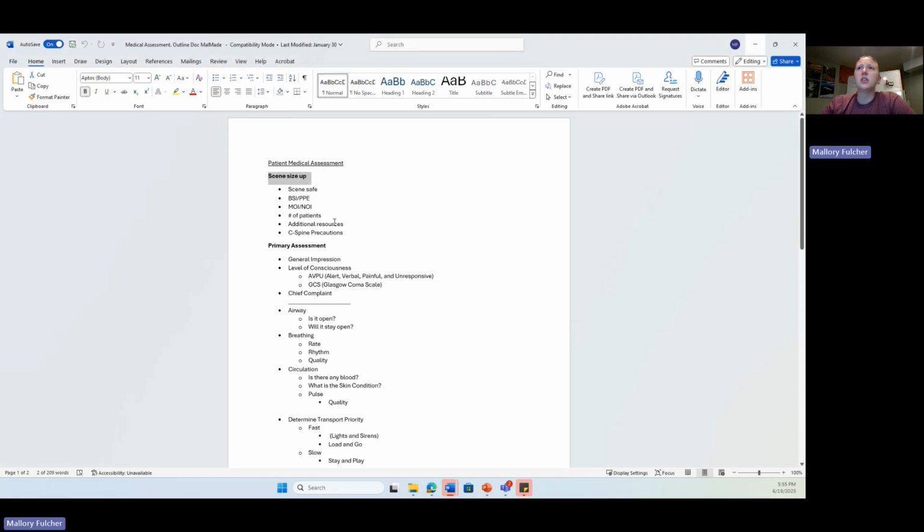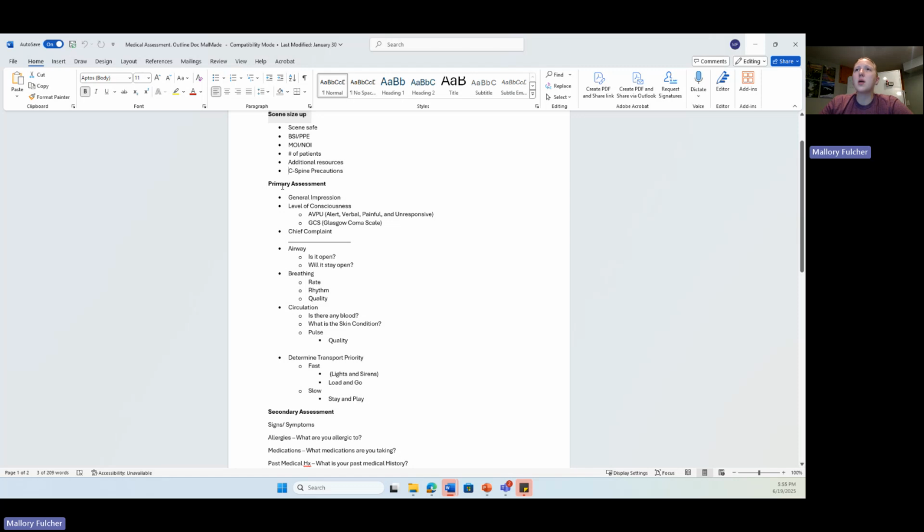Within the scene size up, we've got our scene safety, BSI, MOI, NOI, number of patients, additional resources, and C-spine precautions. Then we move into our primary assessment, going through our general impression, our level of consciousness, our chief complaint, airway, breathing, circulation, and determining transport priority.